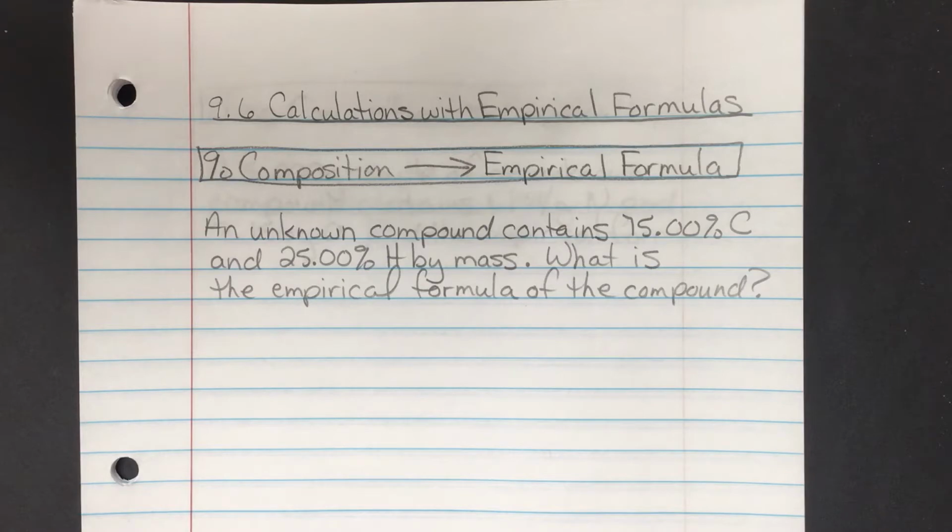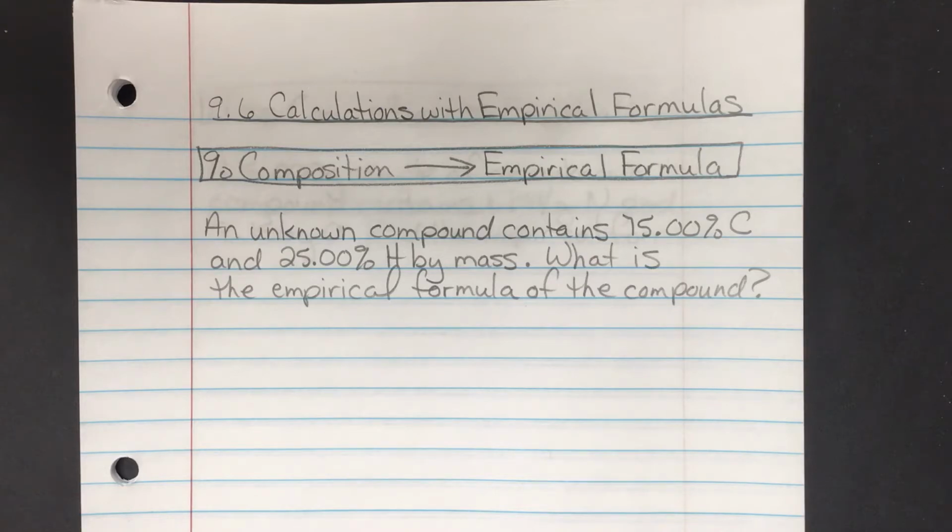So if a chemist had an unknown compound and they were able to get the percent composition, they could come up with an empirical formula to try to help them discover what that compound is. This could be used maybe in a forensics laboratory.